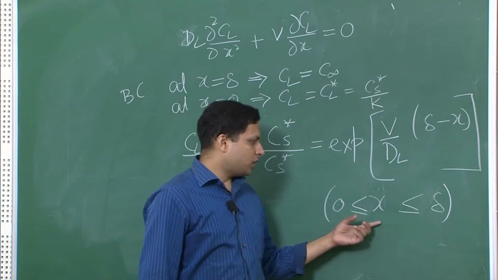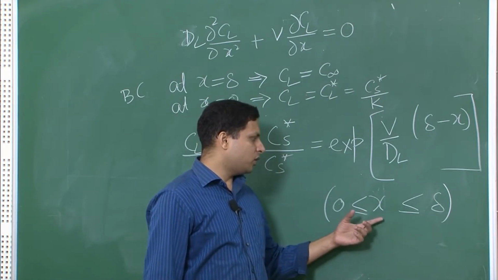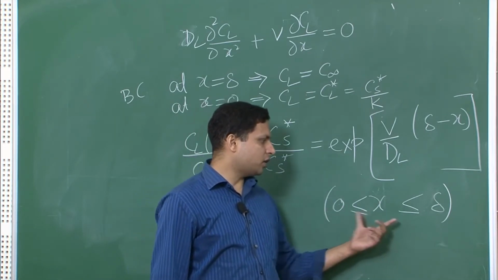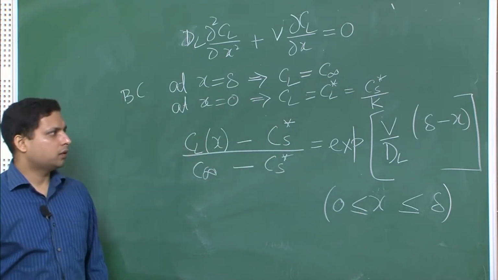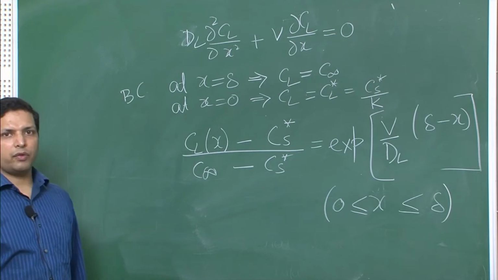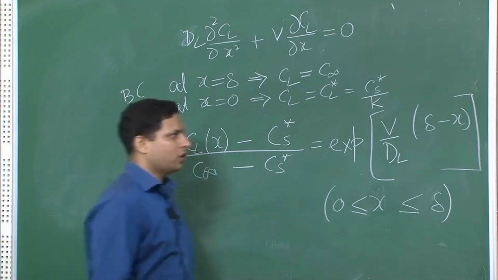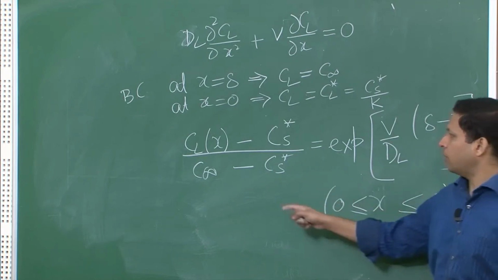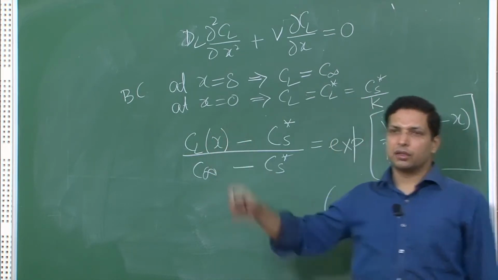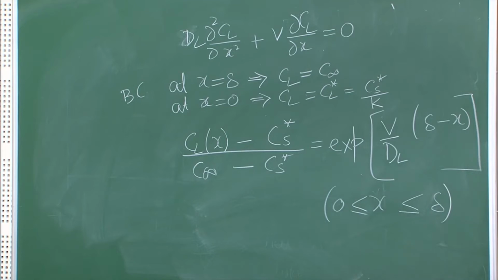So as we saw, this equation is valid only in this range, x greater than or equal to 0 and less than or equal to delta. Now let us see how we can get a relation between K effective and K, which will be very meaningful when we put x equal to 0 over here. When you put x equal to 0, this becomes CL star. So we will use this equation.